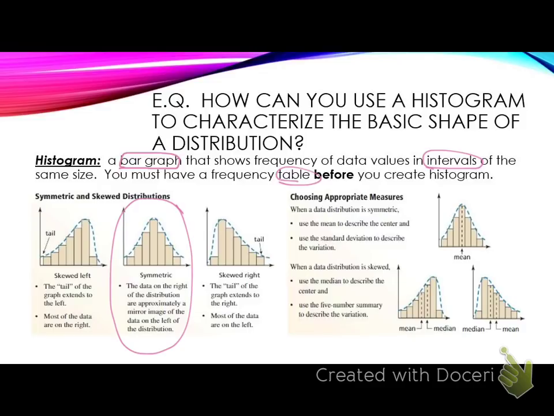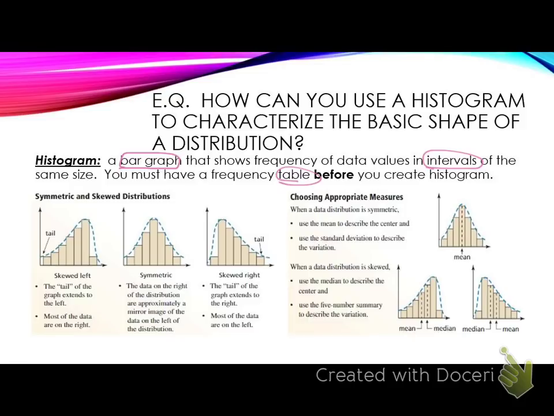That's symmetric. And lastly, if you look at the histogram that is skewed to the right, you can see the tail of the histogram is longer on the right, which means that most of the data is on the left. Again, when you're trying to figure out if it's skewed right or skewed left, look for the longer tail. Now, you're also going to see a question asking you to choose the appropriate measures.